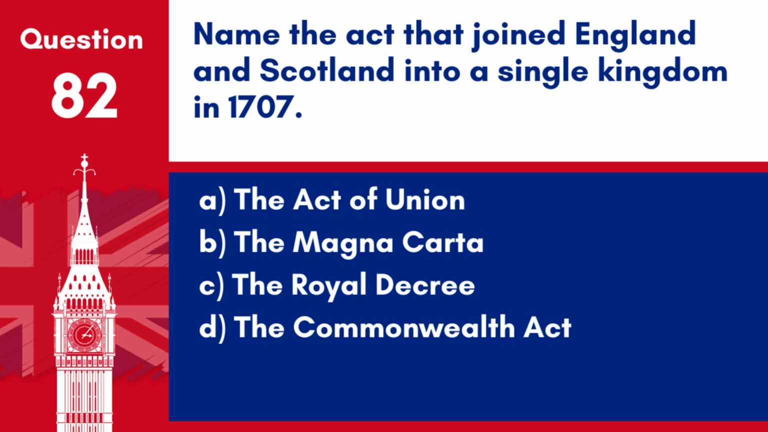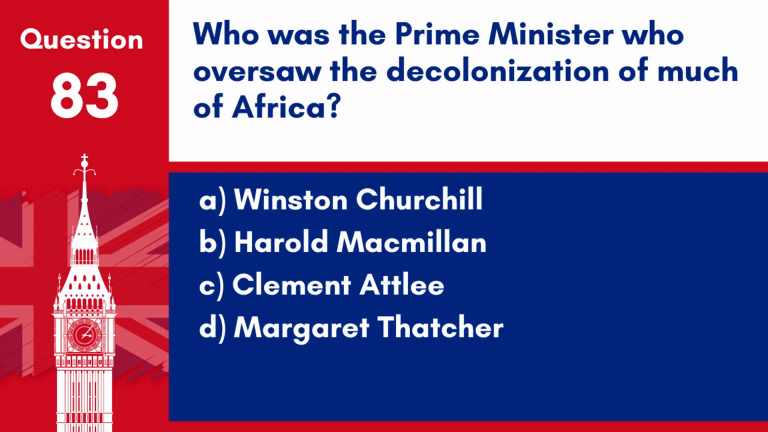Question 82. Name the act that joined England and Scotland into a single kingdom in 1707. A. The Act of Union, B. The Magna Carta, C. The Royal Decree, D. The Commonwealth Act. Answer: A. The Act of Union. The Act of Union in 1707 joined England and Scotland into a single kingdom, creating the Kingdom of Great Britain. Question 83.